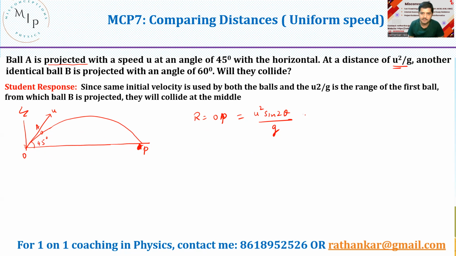So if I substitute this value, I get the answer as u square sine 90 divided by g, which should now be equal to u square by g. Now here also it says at a distance of u square by g, another ball B is projected, which means u square by g is this distance. So from this point, one more ball is being projected with an angle of 60 degrees.